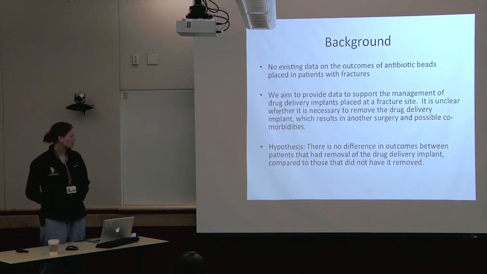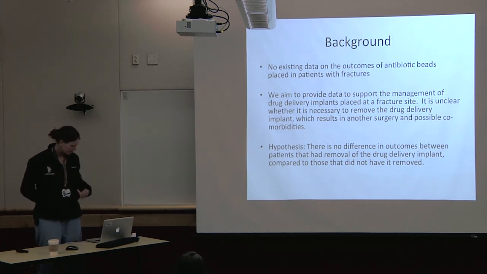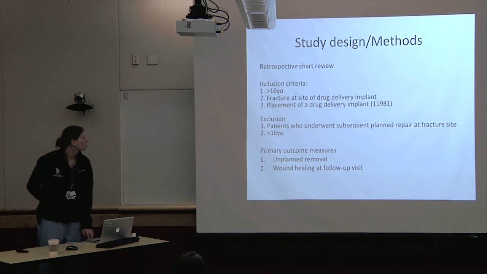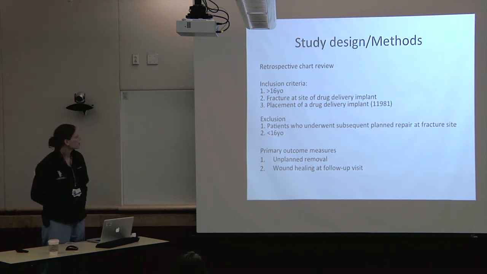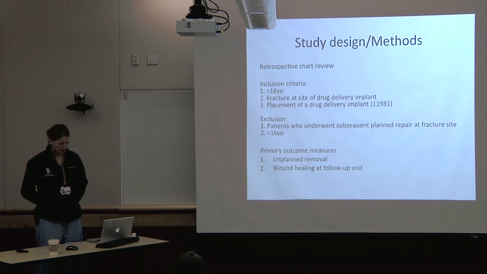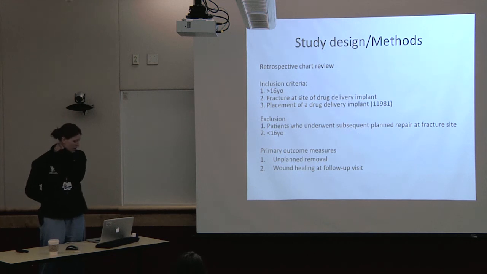Our hypothesis is that there's no difference in outcomes between patients that have planned removal of the antibiotic beads or if they're left in. So this is a retrospective chart review. We have been IRB approved. Our inclusion criterion is age over 18, because we are excluding minors. And then they have to have an acute fracture, and then a placement of the antibiotic bead, not a spacer.